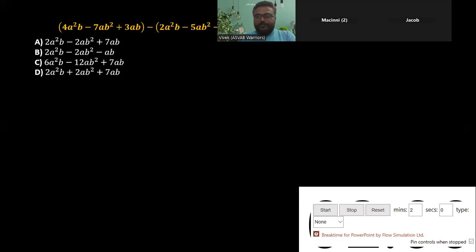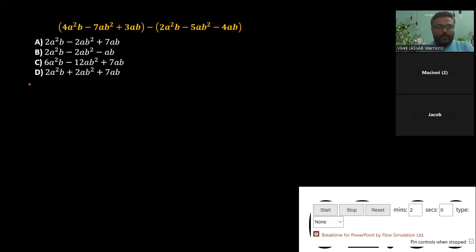Yep, here we go. Now we are going to subtract this expression from the first one. So I will first open the parenthesis: 4a square b minus 7ab square plus 3ab. Remember, if there is a positive sign outside the parenthesis, you can just bring it outside as it is. But if there is a negative sign, you're going to change all the signs.